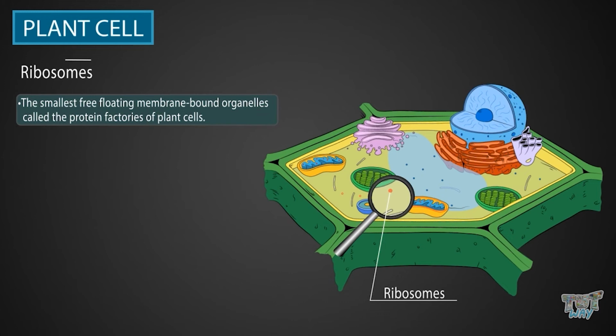Ribosomes. These are the smallest membrane-bound organelles, also called the protein factories of plant cells. You can see dots in the cell. These are ribosomes.